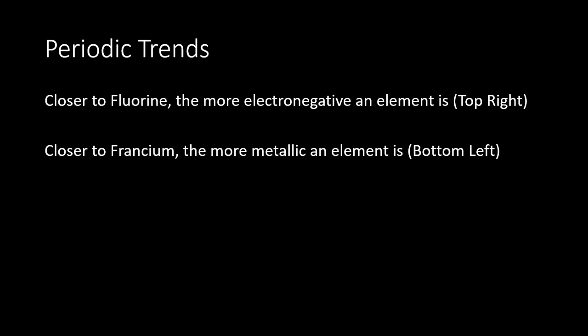And then lastly, just one last periodic trend. As we get closer to fluorine on the periodic table, elements tend to be more electronegative, or more greedy for electrons. They tend to be the elements that like to have partial charges on them. And essentially, as we're looking at the top right of the periodic table, as we get closer to francium, or the bottom left of the periodic table, those elements tend to be more and more metallic.